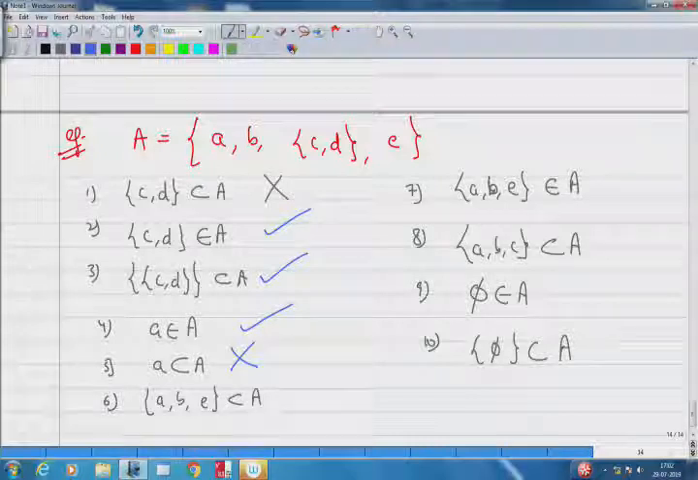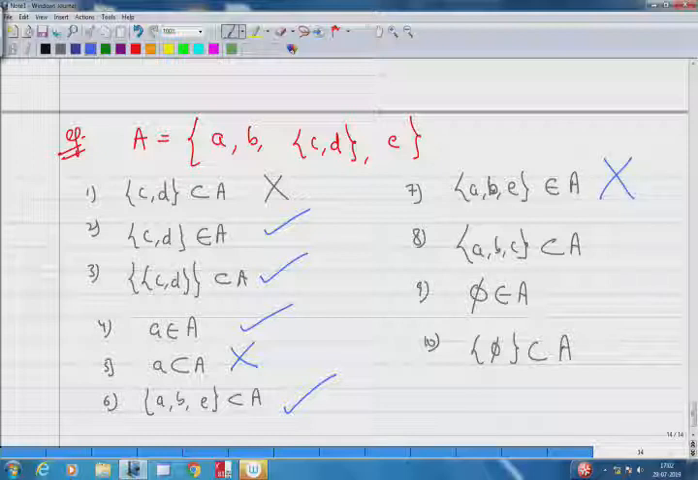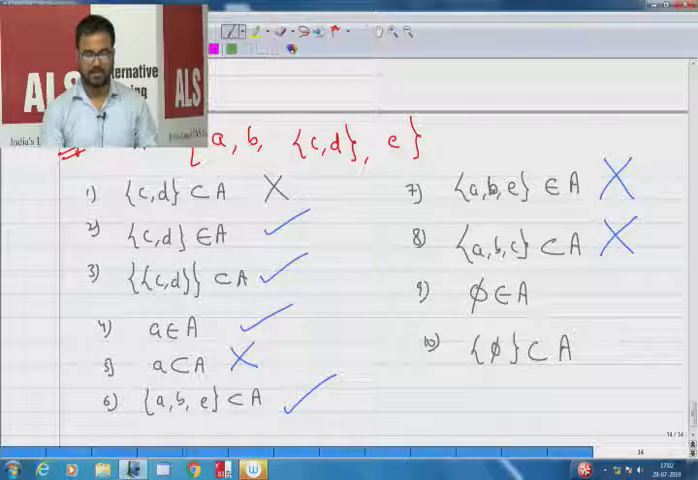Then we have A, B, E. A, B, E are the separate elements and they are written in the curly braces. This one is a subset, that is true. If the symbol used is element, we don't have to write it in the curly braces. This one is false. {A, B, C} is a subset of A. We cannot take C out of this combined {C, D}. This one is false.